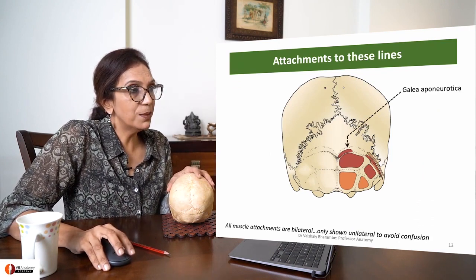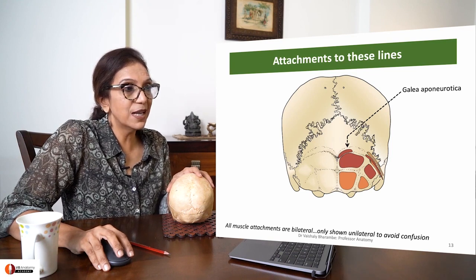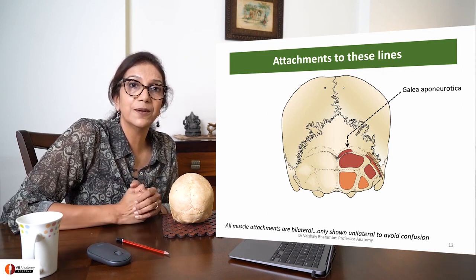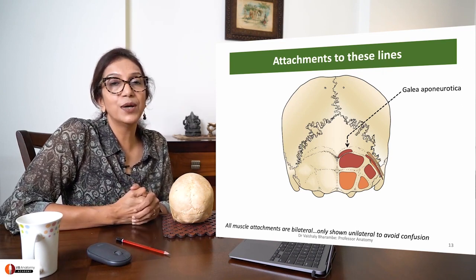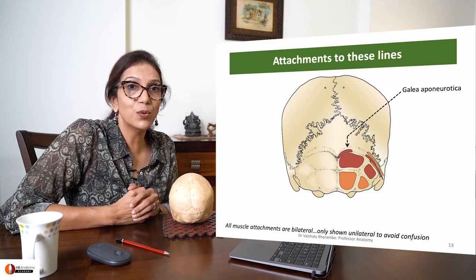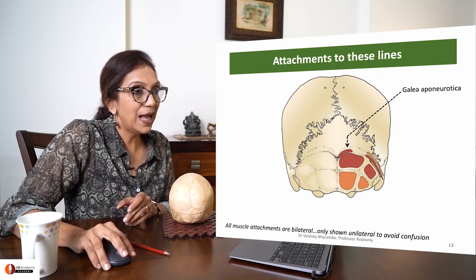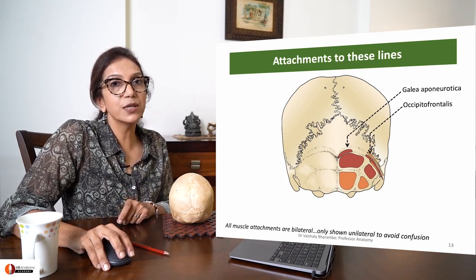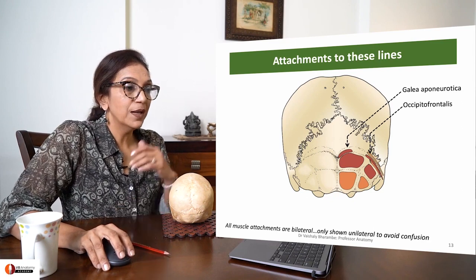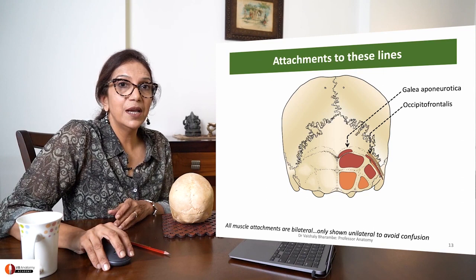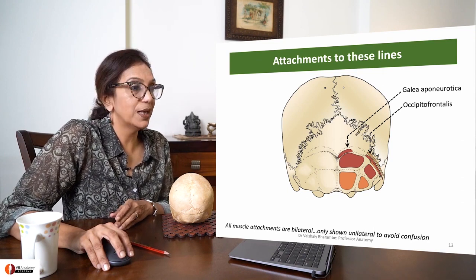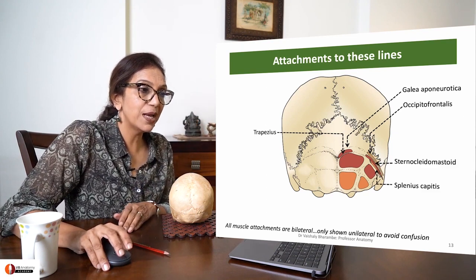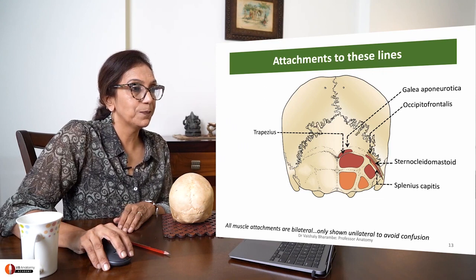Let's talk first about the highest nuchal line, which gives attachment to the galea aponeurotica. What is galea aponeurotica? Galea aponeurotica is the aponeurosis found in the scalp. The lateral part of this highest nuchal line gives attachment to a muscle, occipitofrontalis. Now come below to the superior nuchal line. This gives attachment to trapezius medially and sternocleidomastoid and splenius capitis laterally.